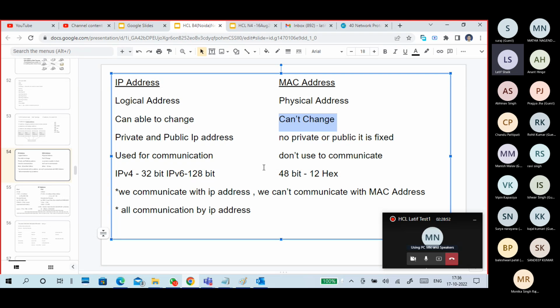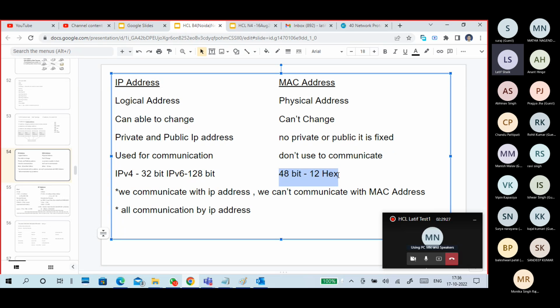We cannot communicate with a MAC address. We communicate with an IP address. Of course, we use both IP address and MAC address in communication, but to address someone, we use the IP address only. In IP addresses, we have private and public IP addresses. In MAC addresses, there is no private and no public. It is a fixed address.